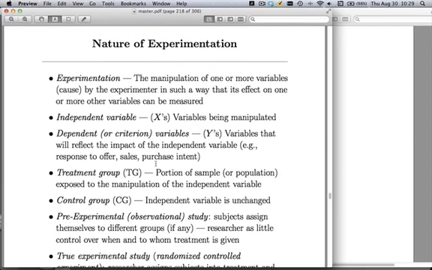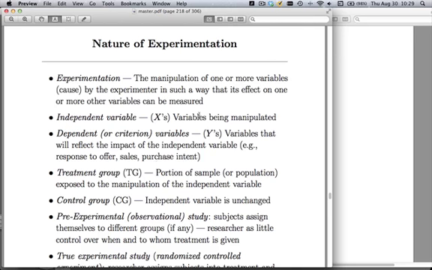All right, so the absolute best way to eliminate spurious factors is to run a controlled experiment, a randomized controlled experiment. When we can do that, great. Sometimes we can't, and then we're kind of stuck with what's called an observational study. So we'll talk about both of these things.